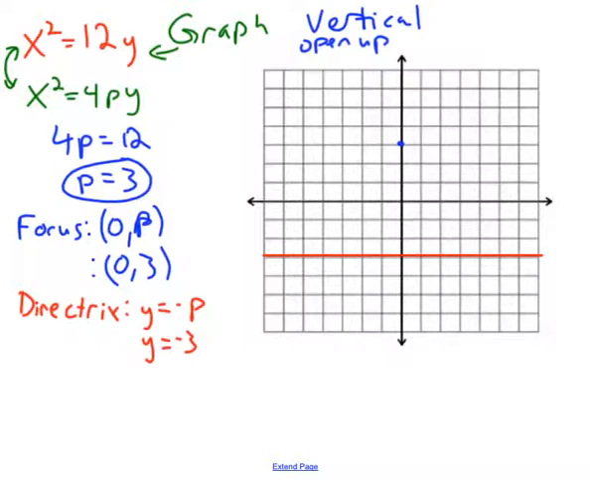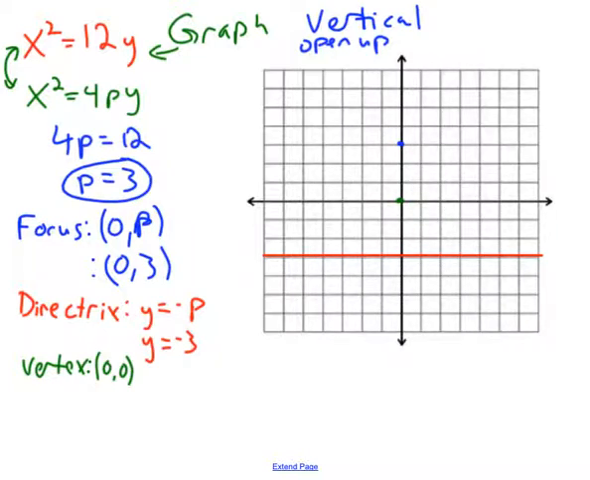Now, our vertex will be 0, 0. We know that because there's no translation. So our vertex is 0, 0. Now, when we start adding h and k, we can move this parabola around. But for now, the vertex is 0, 0.